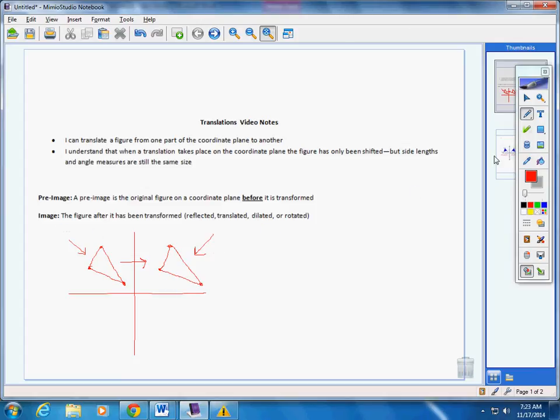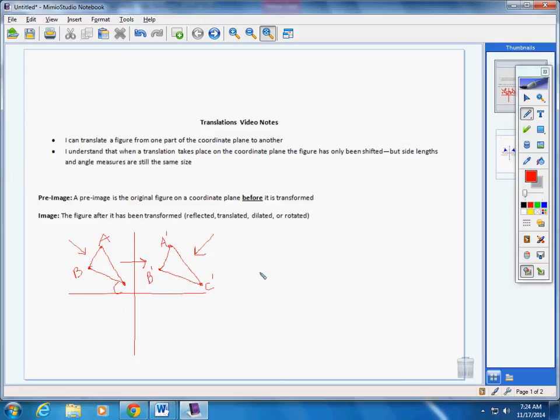If the original points were A, B, and C, and remember it can be any letters, it could be X, Y, Z, then our new points are going to be labeled A prime. All it is is just a little apostrophe you put there, B prime, and C prime. The primes are only placed there to help us distinguish between our original figure on the left and our new figure, or our image.